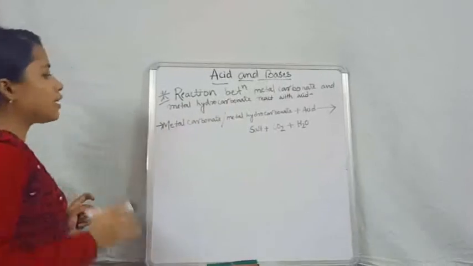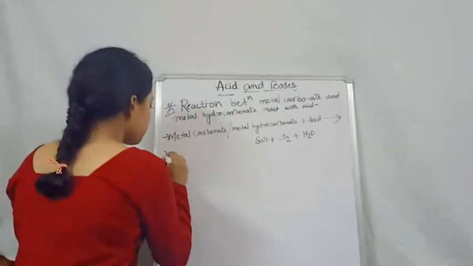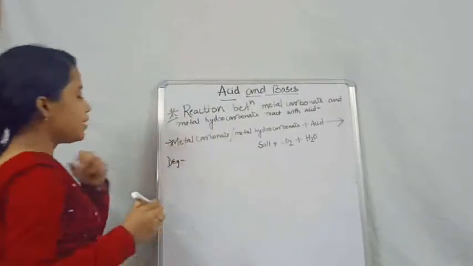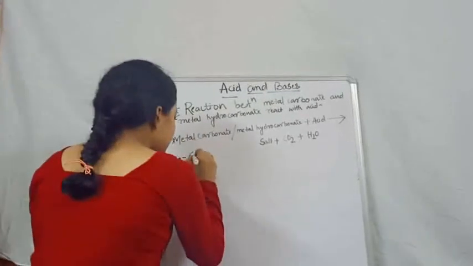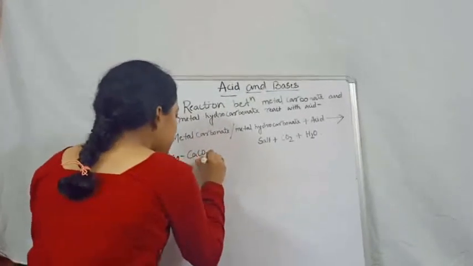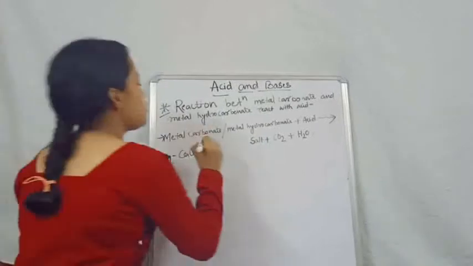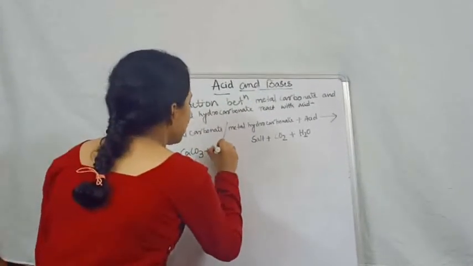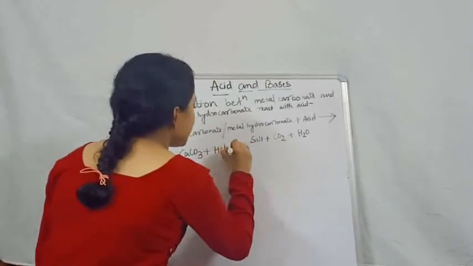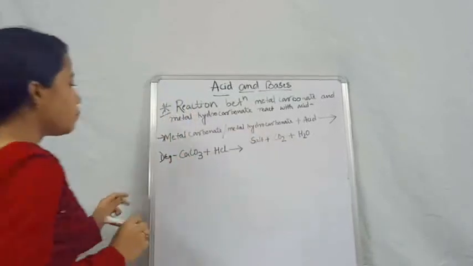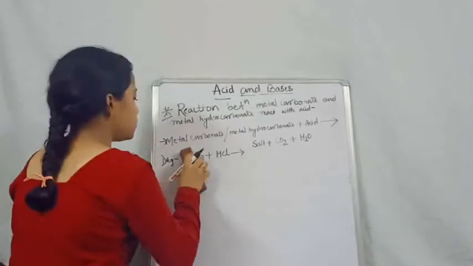So let us take an example. Let us take metal carbonate, say calcium carbonate, reacting with an acid. Suppose the acid is HCl. Now, okay, let me write it.